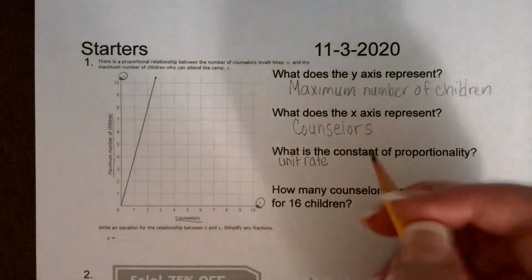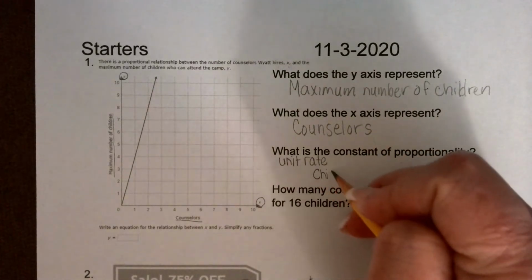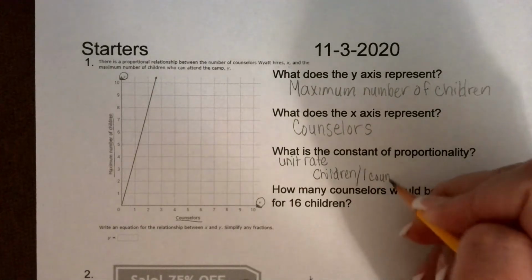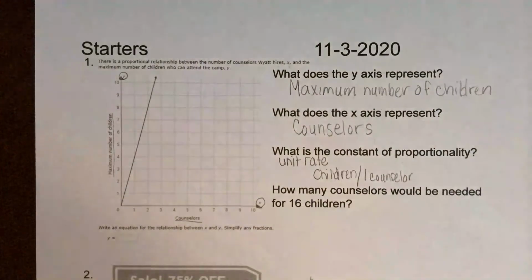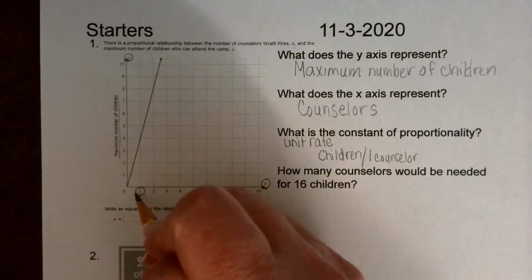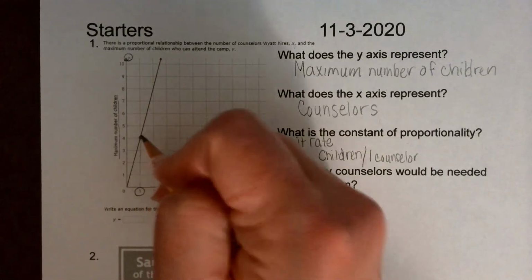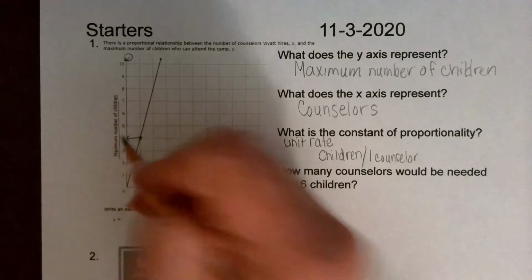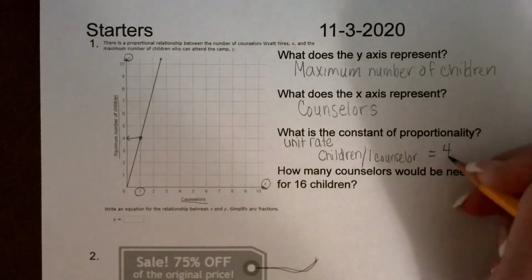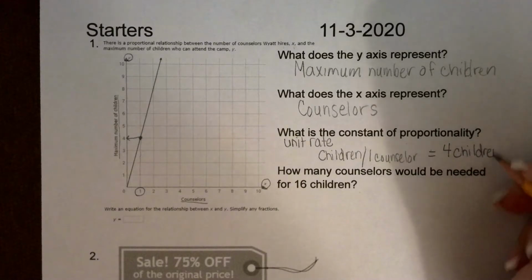And so I want to know for this how many children per one counselor. So if I look at my graph, I can look here and I've got one counselor, and if I follow that up to my line, it crosses the line at 4 children. So the constant of proportionality is 4 children per counselor.